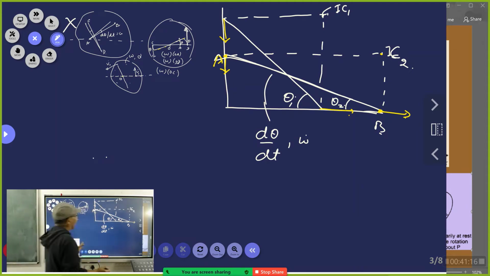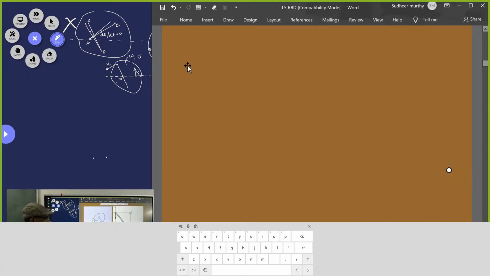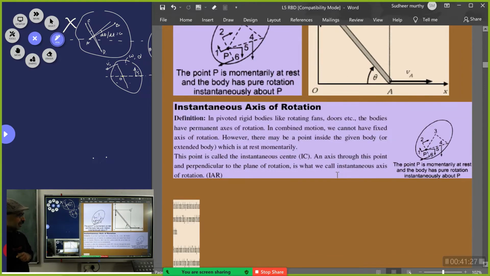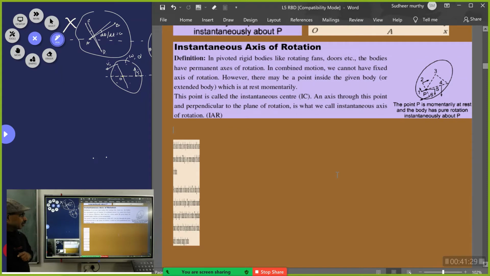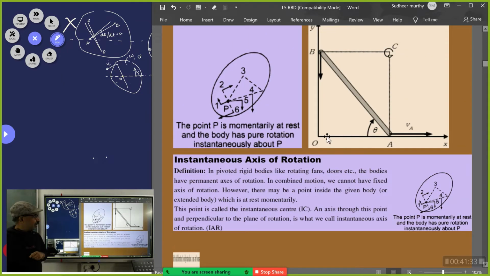Anyway, I'll show another diagram. I hope you understood the instantaneous axis of rotation. I'll go to another diagram that will make it clear. I'll just give you a minute. You can go through it and satisfy yourself, because I'm going to use this diagram again and again.